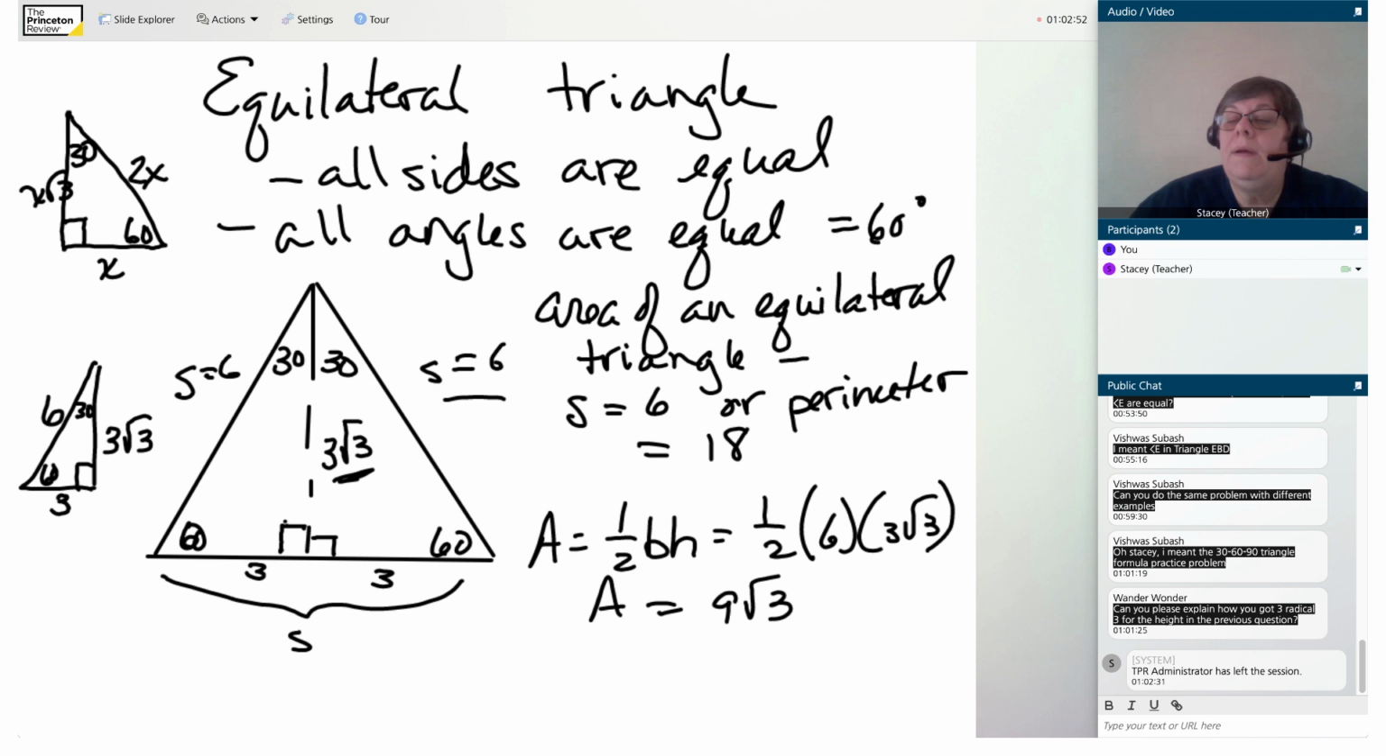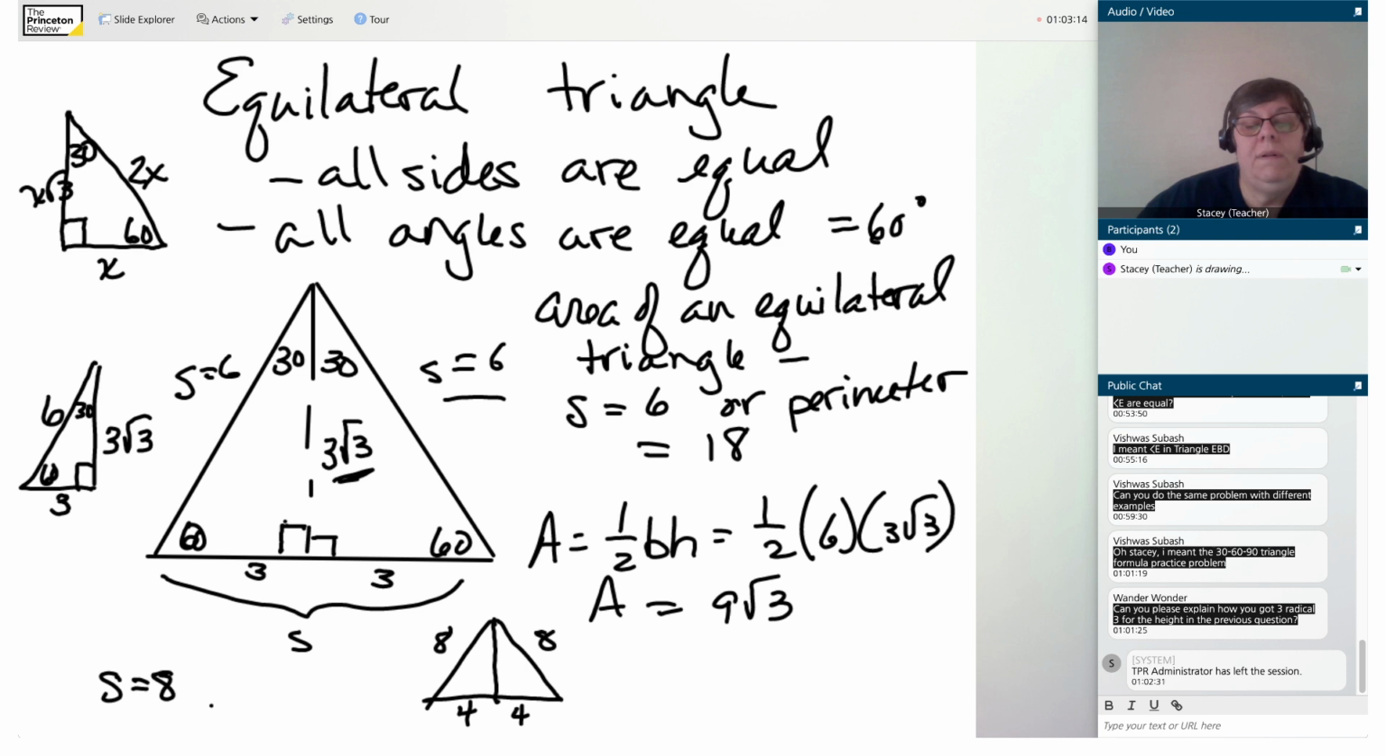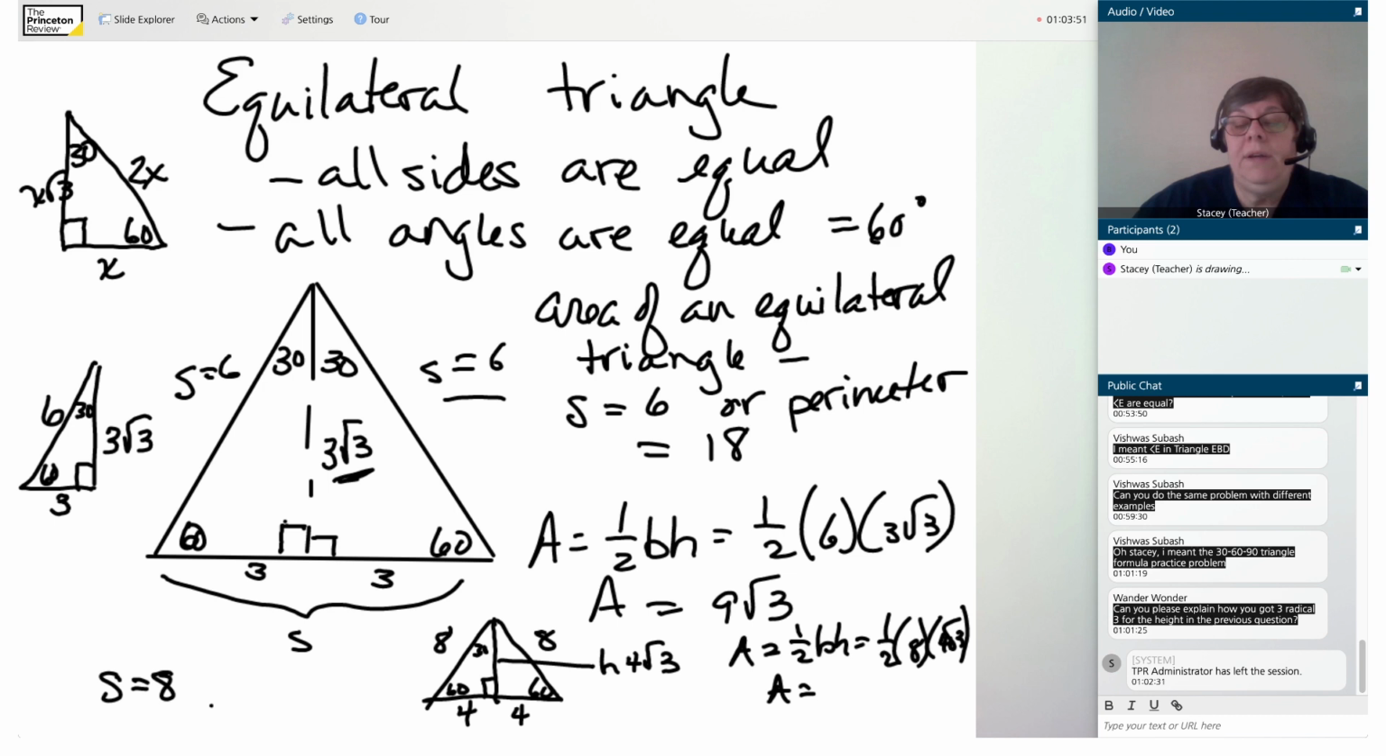Vishwa, the key here is just change your length. So if instead of the side being 6, let's call the side 8. With an equilateral triangle, 8, 8, drop a height, 4 and 4. This is still 60, this is still 60, this is still 30. The height is now 4 radical 3. The height is always half the side times radical 3 because of the two 30, 60, 90s in there. And then area is once again 1/2 the full base times height. 1/2 the full base is 8 times 4 radical 3. So 4 times 4 radical 3, so the area here is 16 radical 3.